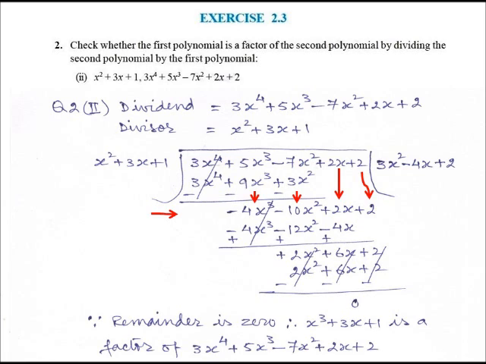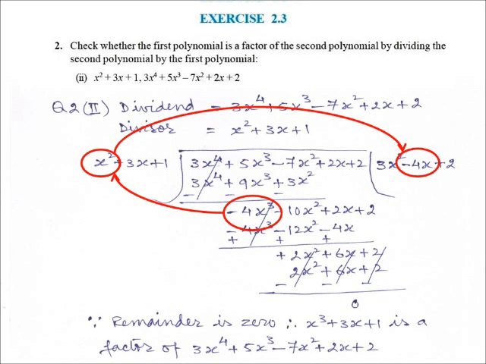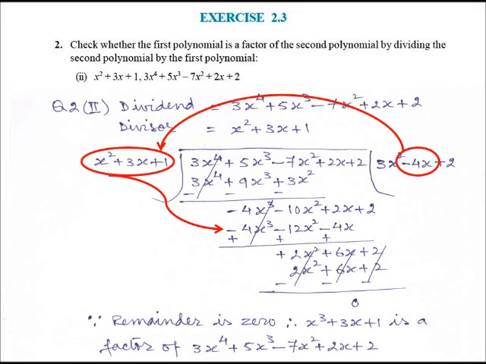Now the highest term of the polynomial is minus 4x cube, and the highest term of the divisor is x square. So we will divide minus 4x cube by x square. We will get minus 4x, that will be kept in the quotient column.